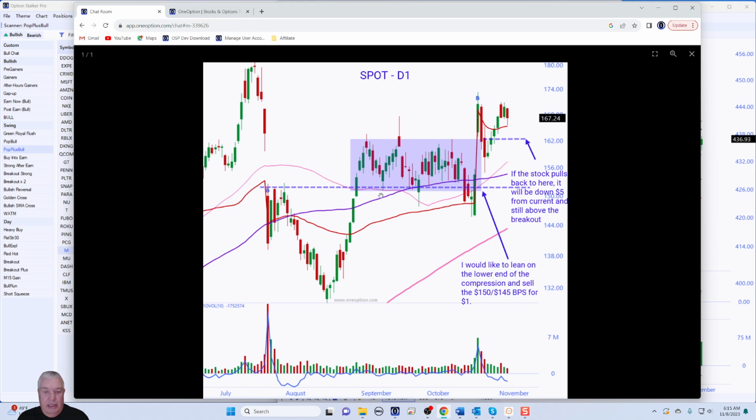So what I would like to have happen is I'd like the market to pull back, and when it does, the stock pulls back and tests the upper end of this trading channel. That is going to give me some decent put premiums for the low end of this compression, which is where we should find support. Because we found support there when the market was falling apart.